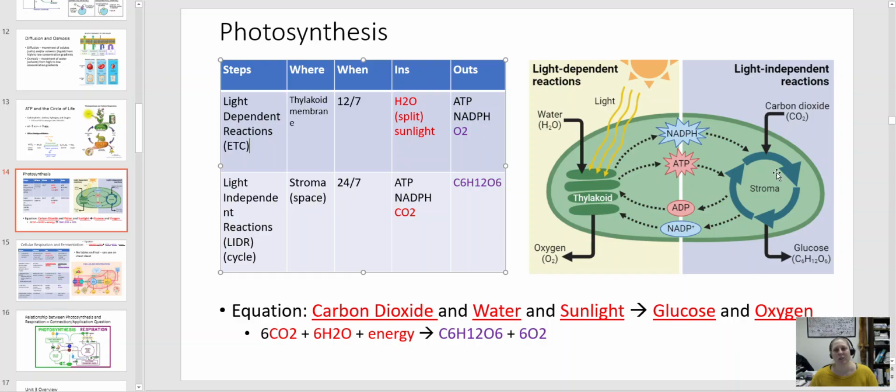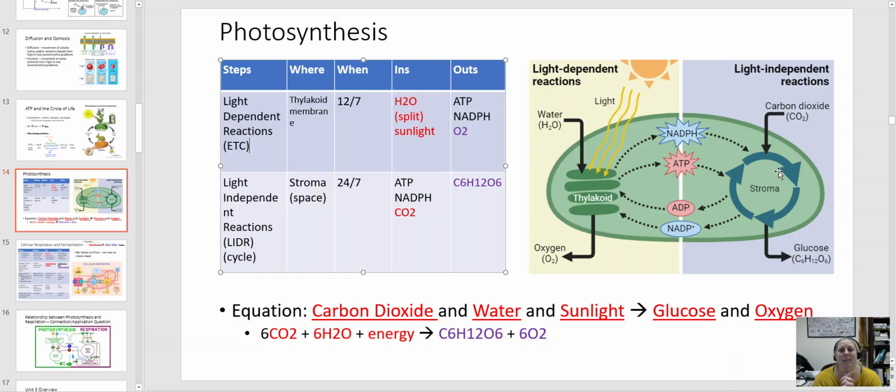Carbon dioxide is utilized here, and it is rearranged using the energy from ATP and NADPH to build a carbohydrate. Remember, we have to have carbon, hydrogen, and oxygen to build a carbohydrate. We get that from the CO2 and the hydrogens from the water, and then that ATP, you need energy to be stored long term. ATP is not stable, so carbon dioxide added to that ATP is used to rearrange into that glucose molecule. Okay.